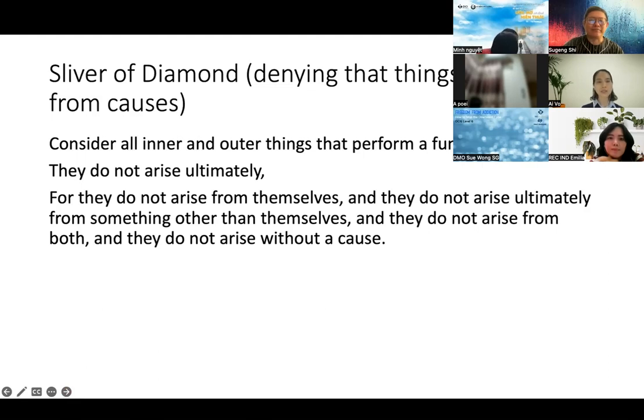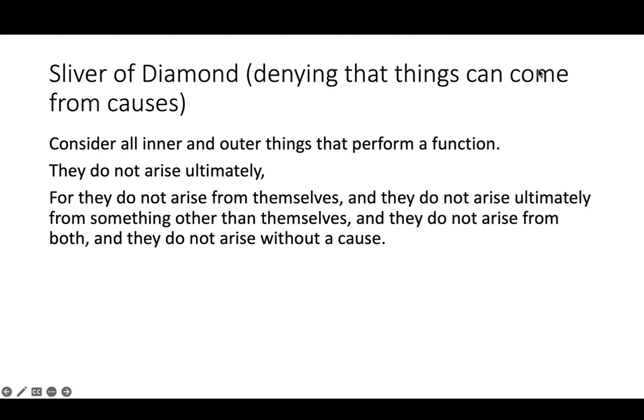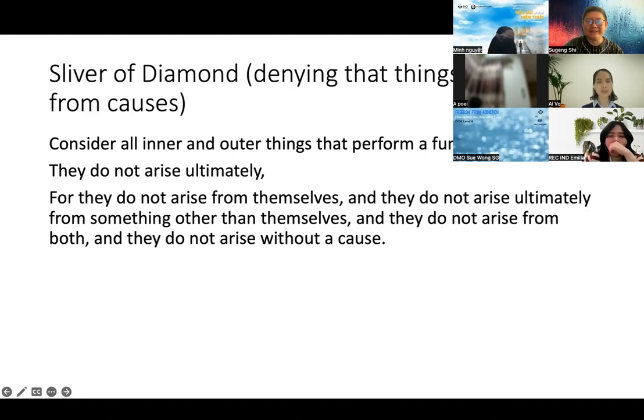Second type, sliver of diamond, denying that things can come from causes. Wow, we talk about cause and effect, and now we say things cannot come from causes. Let's see.